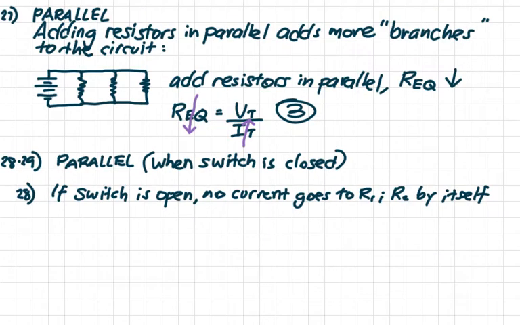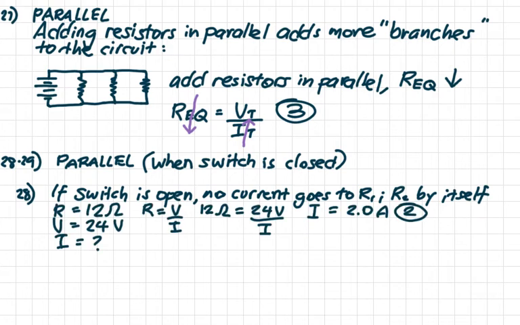Okay, so 28 and 29 have a parallel circuit when the switch is closed, but 28 says when the switch is open. What's the story? So if the switch is open, R1 doesn't count. No current goes to R1 if that switch is open, because it's not a closed loop there. So when the switch is open, it's just R2 by itself. So in that case, it's just a simple circuit of one resistor. So we know the resistance and we know the voltage, and it wants to know the current. We end up with 2 amps going to that resistor, 12 ohms.